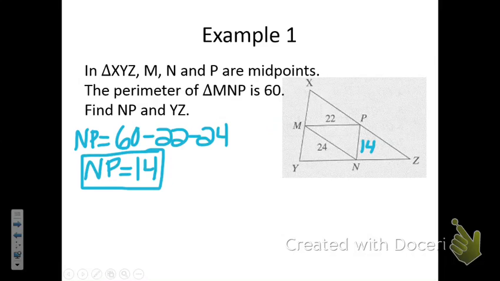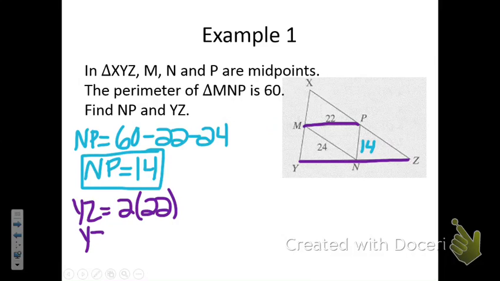Second part is asking me to find Y to Z. So any ideas there? Brandy? Good. We know that MP is a midsegment, and it would have to be parallel to this bottom piece, YZ. And not only is it parallel, but it's half its length, correct? So if I know that 22 is half, double it, and what is Y to Z then? 44. So I know that YZ is double MP, which is 22, 44.